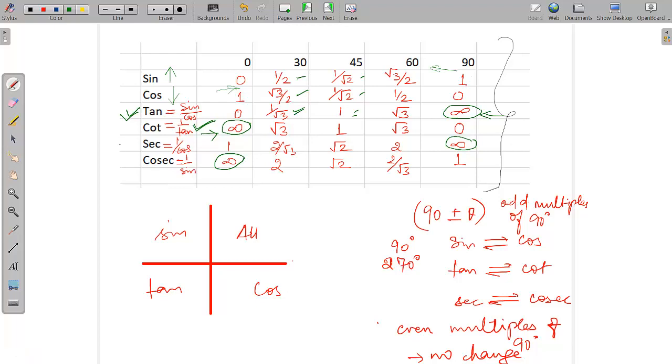Similarly, sec is 1 by cos theta. So this is the reciprocal of cos theta. You can just reciprocate cos and you will get the value of sec theta. Similarly, cosec is the reciprocal of sine theta, and it is also complementary to sec. That means if you reverse this order, you will get this order. Anyways, you will already know the values in the first quadrant.